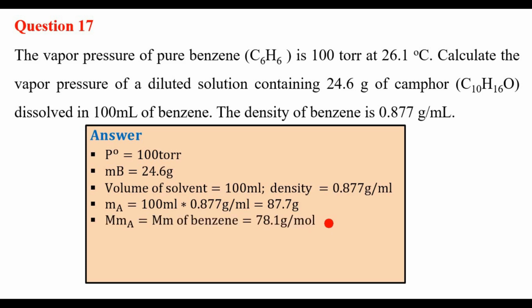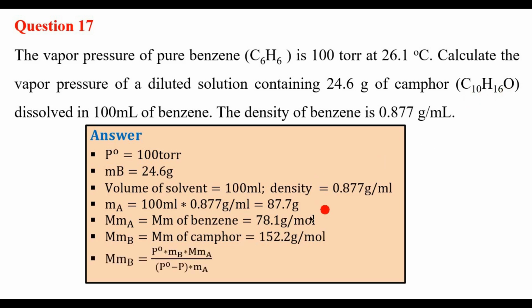Then you have the molar mass of the solvent. The solvent is benzene, so the molar mass is 78.1 gram per mole. We have also the molar mass of the solute, which is equal to 152.2 grams per mole, the molar mass of camphor. Then we can determine the MMB, which is the molar mass that was asked. The molar mass of the solid, you have it, you can replace it here.